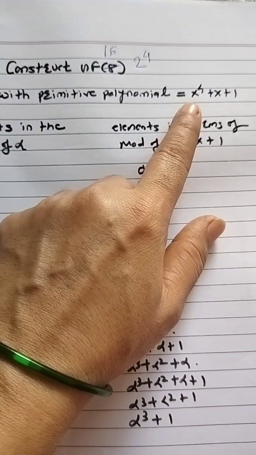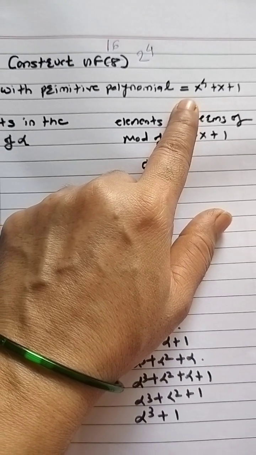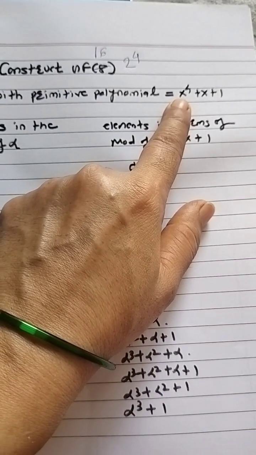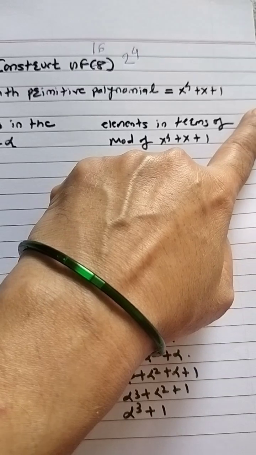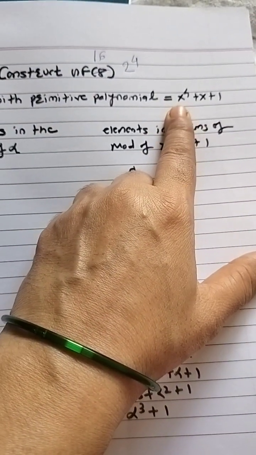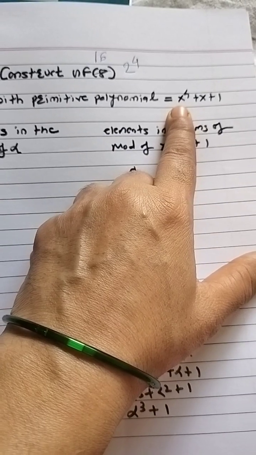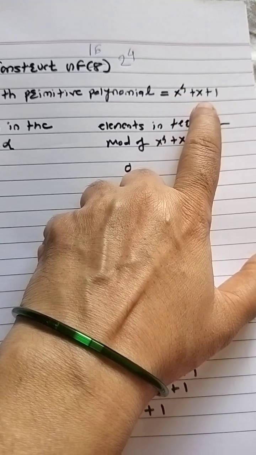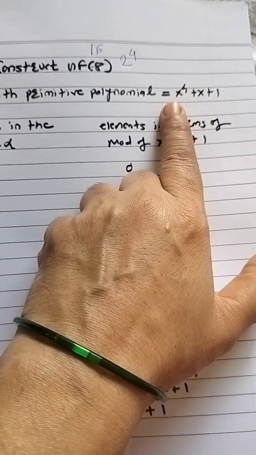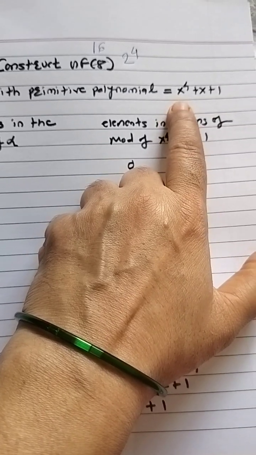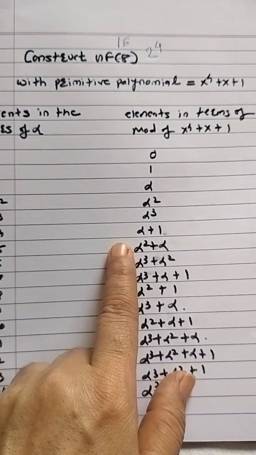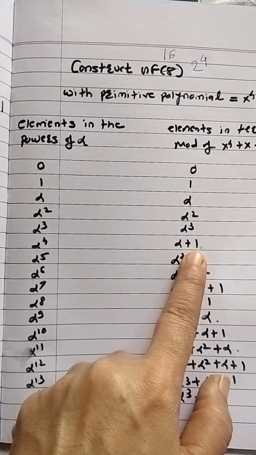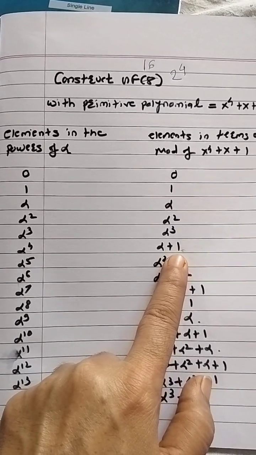The primitive element is the root of the primitive polynomial. So the first element as per the mod of primitive polynomial is alpha raised to 4 plus alpha plus 1 equal to 0, because the primitive element is the root of the primitive polynomial. So alpha raised to 4 is equal to minus alpha minus 1. But minus is nothing but plus for mod 2 operation. That's why alpha raised to 4 is equal to alpha plus 1, the first element as per the mod value of the primitive polynomial.